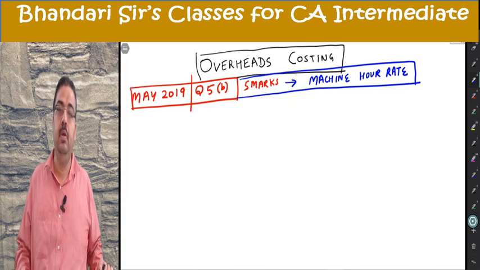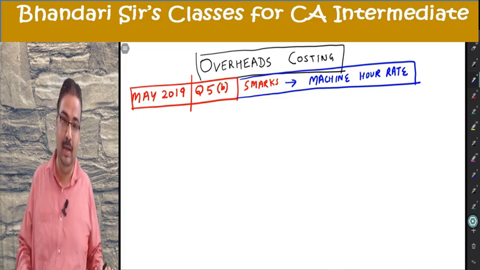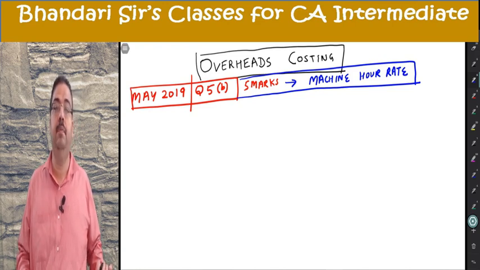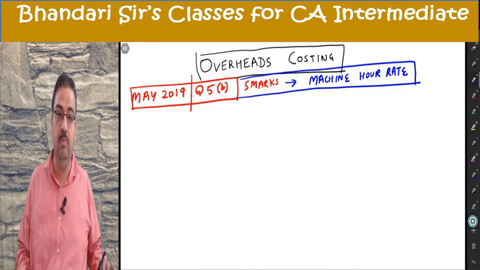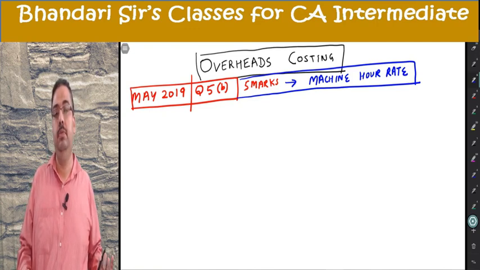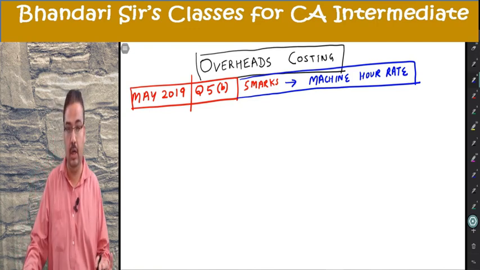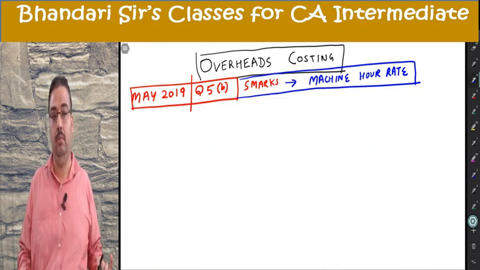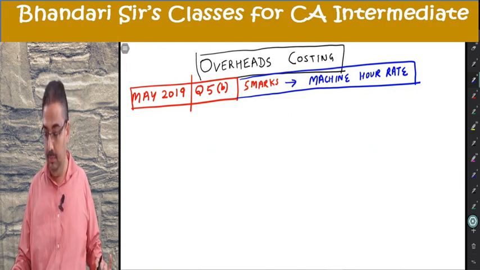Friends, the question we are taking up now is May 2019 question 5 part B. Despite being question number 5, it is a part given for 5 marks only. One very easy machine hour rate question. There is a requirement of computing machine hour rate, which is the rate of running one machine for 1 hour. Let's go through the question.